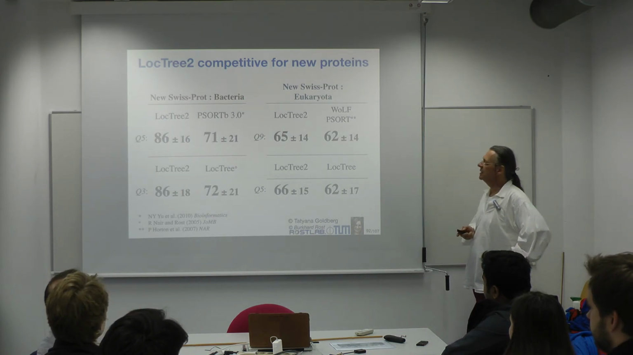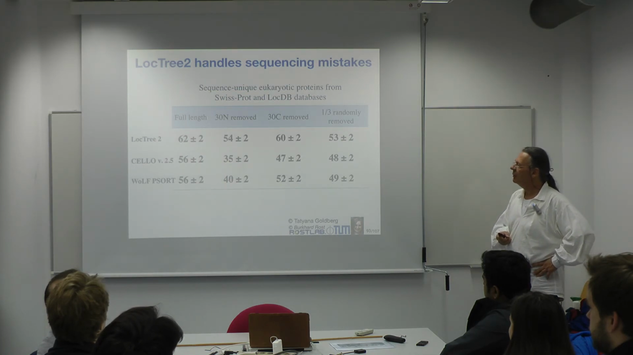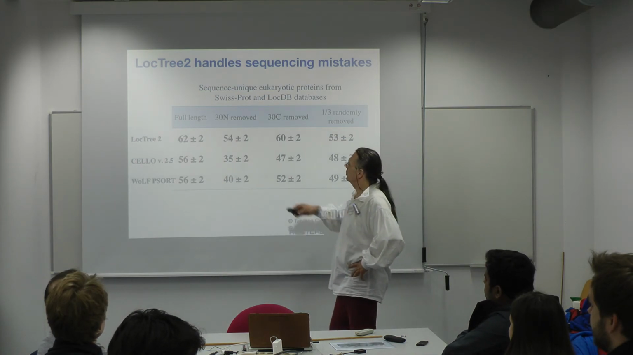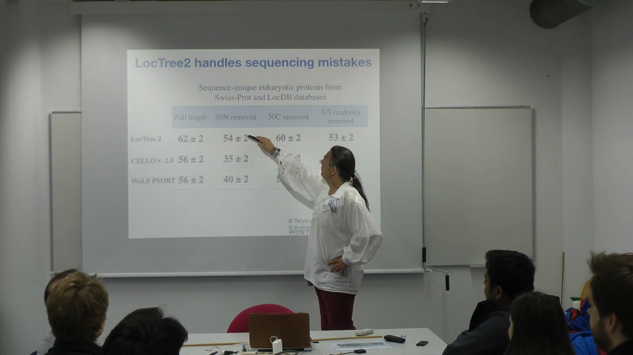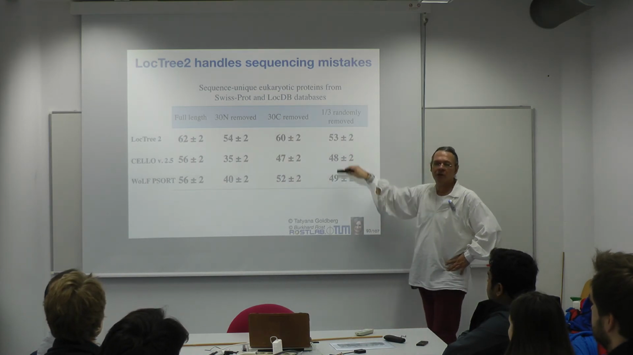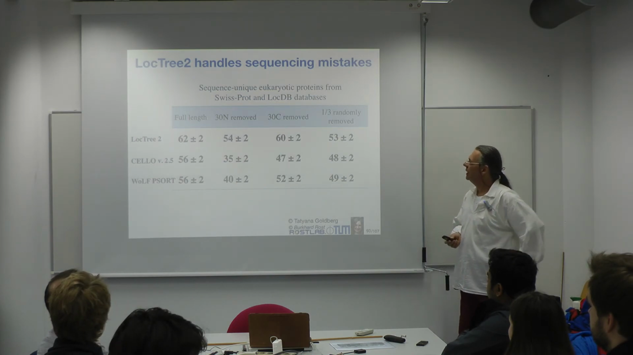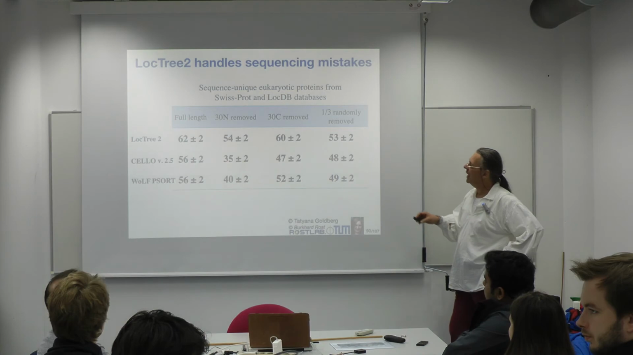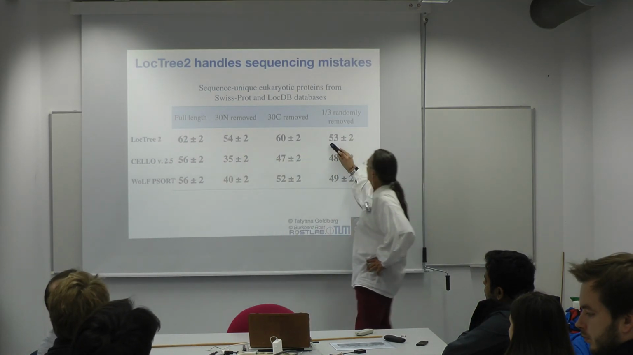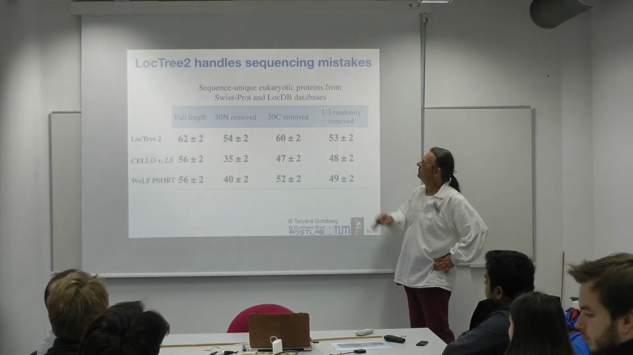But whatever, these are different ways of looking at it. Here's another way of looking at it, where we wanted to somehow simulate mistakes in sequencing. So we remove the first 30 residues, we remove the last 30 residues, and we randomly remove a third of the protein somewhere in the middle. And then we see that for the method that we have, overall it's 62, and for removing a random third we go down to 53.